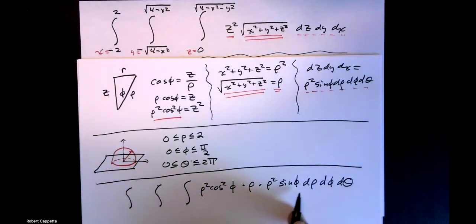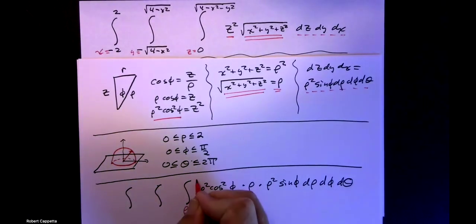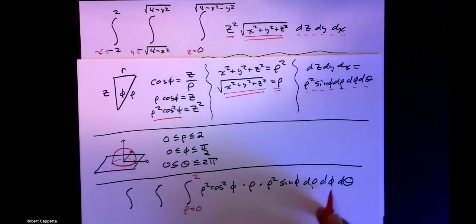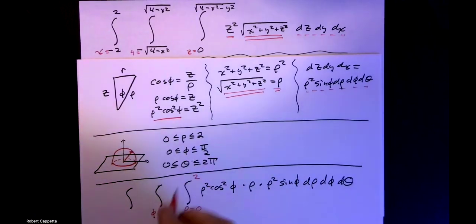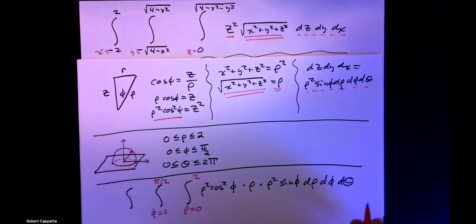So what is our order? I like to go rho first. What does rho range from? Looking at our picture, rho starts at 0 with the origin and goes out to 2. Rho goes from 0 to 2. Then we do phi next. What does phi range from? Phi ranges from 0 to pi over 2. And theta on the back end, theta goes from 0 to 2 pi.